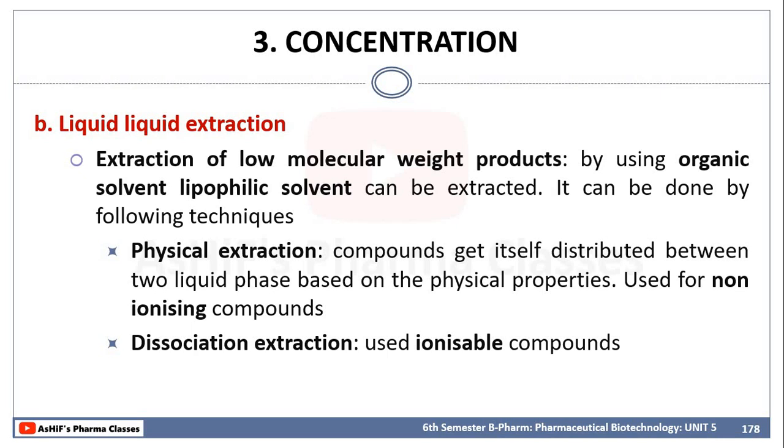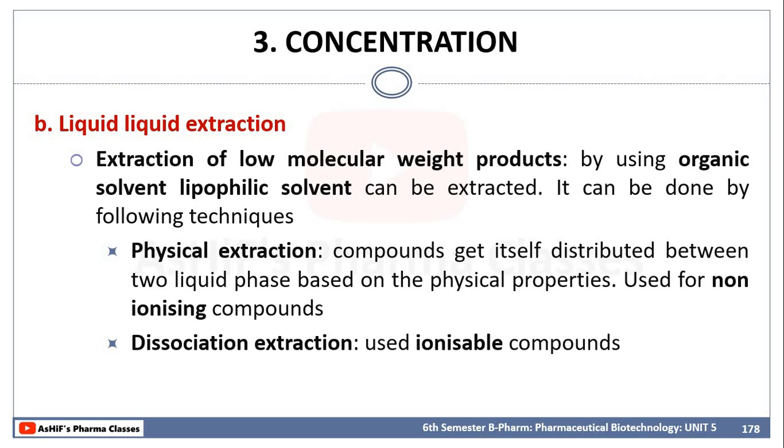Now second one is liquid extraction. Sometimes the intracellular products or the desired product will be heat labile products. We cannot use the evaporation for the separation of the water or concentration of the liquid products. So we have to go for liquid extraction. So there are two methods, extraction of low molecular weight products as well as extraction of high molecular weight products. So extraction of low molecular weight by using some kind of organic solvent like physical extraction or dissociation extraction.